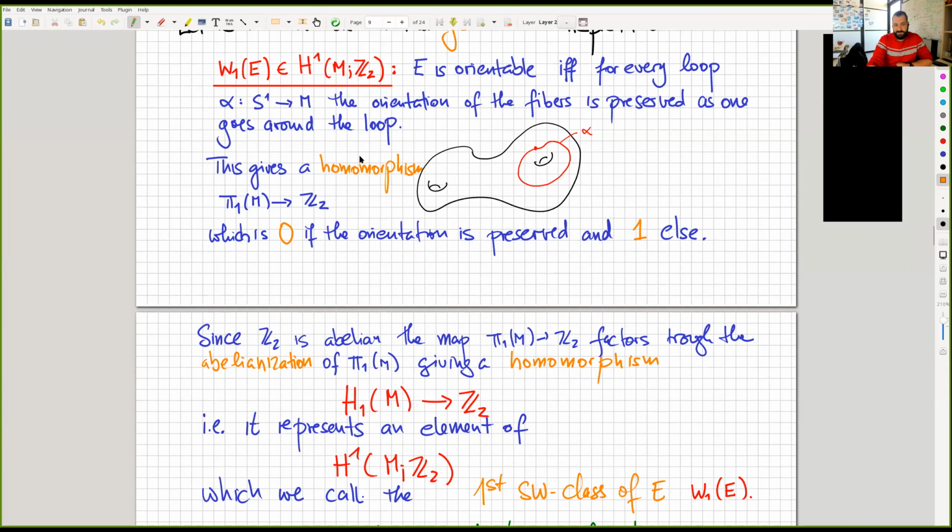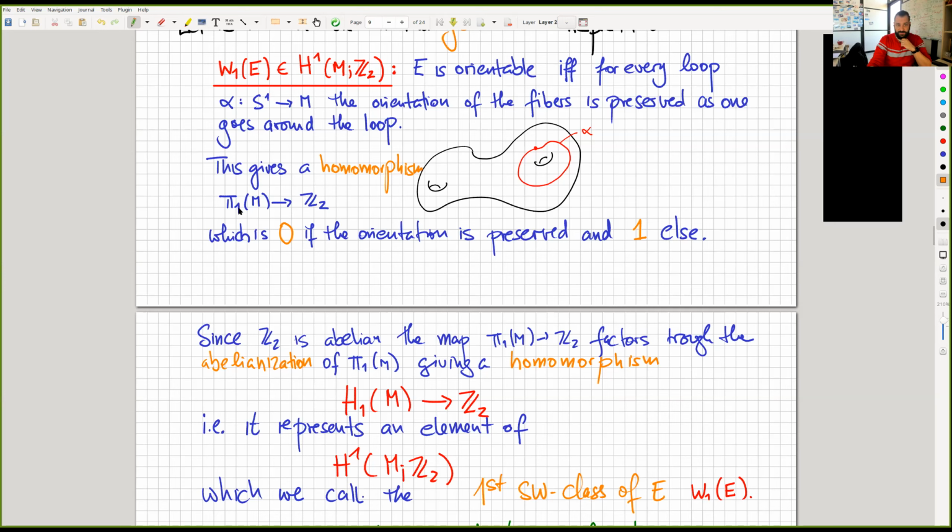And this gives a homomorphism. These are all things you have to prove, of course. But for example, in the book of Hatcher about vector bundles, it's very nicely explained. I can recommend it very much to read these things there.